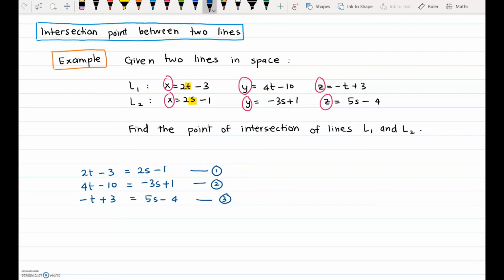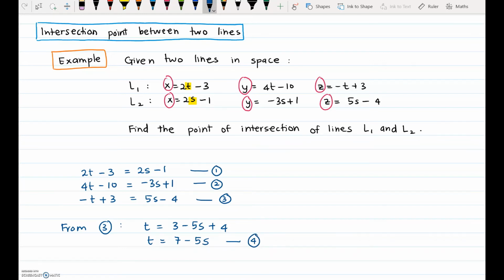Okay, so from the third equation, we can write t as the subject. That is, if you write t as the subject, you will have it is equals to 3 minus 5s plus 4. So your t is 7 minus 5s. So let's say we consider this as the fourth equation.